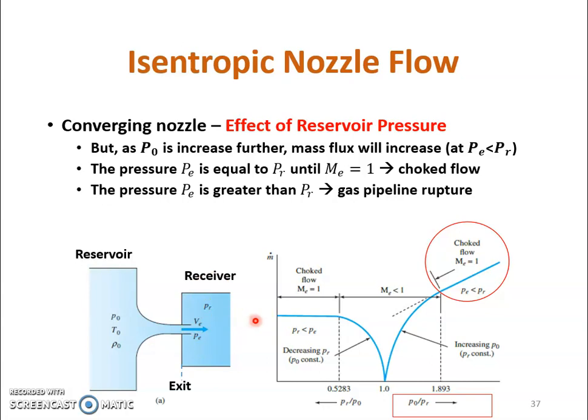In the next part, we will see the effect on the converging-diverging nozzle, but the only parameter that we are going to vary is the receiver pressure.